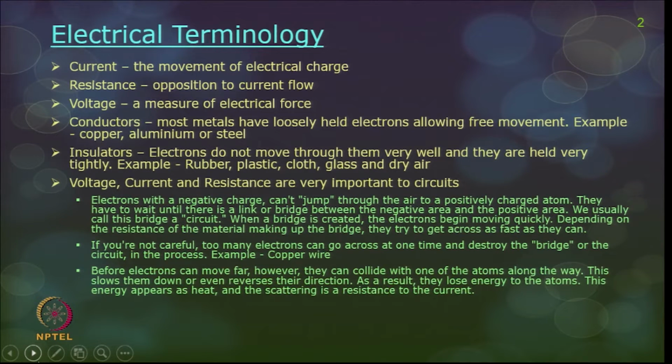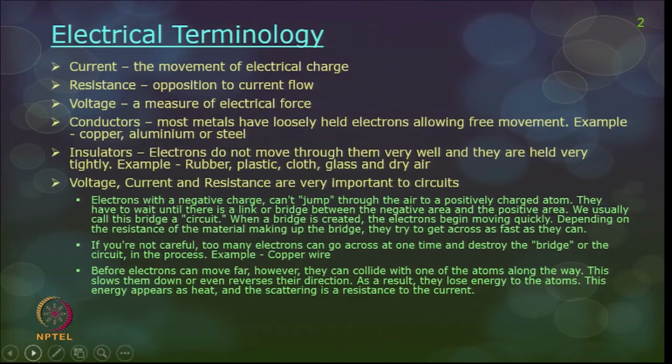For example, take a garden hose which you use for watering plants. The current is like the water, and the resistance is like the tap which you close and open, and voltage is a measure of the electrical force. Conductors: most metals have loosely packed electrons, allowing a free movement of electrons. The best examples of conductors are copper, aluminum or steel.